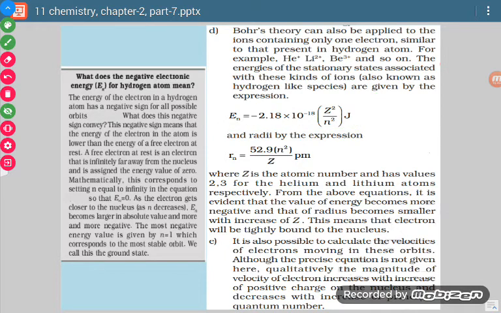Similarly, for such atoms, the radius of the electron in the nth energy level will be given by 52.9 multiplied by n square over Z. Here Z again represents the nuclear charge. Nuclear charge is dependent on atomic number. Atomic number is equal to the number of protons. So that is what is known as nuclear charge.